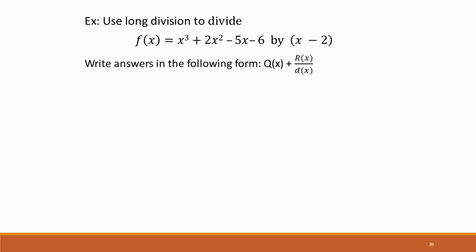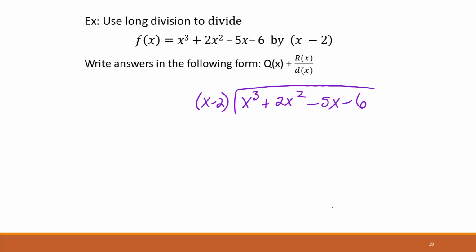So we're going to use long division. We're going to divide x cubed plus 2x squared minus 5x minus 6 by x minus 2. First we're going to set it up as a long division problem. So we have x cubed plus 2x squared minus 5x minus 6. We aren't missing any terms here, so we don't have to worry about that. And then we're going to divide by x minus 2.